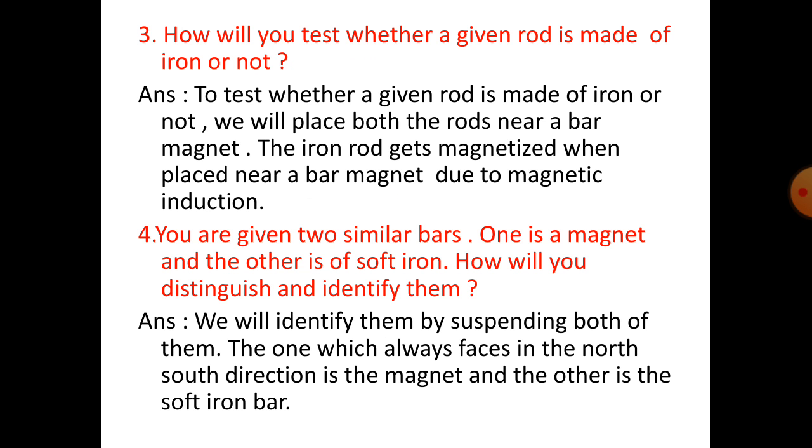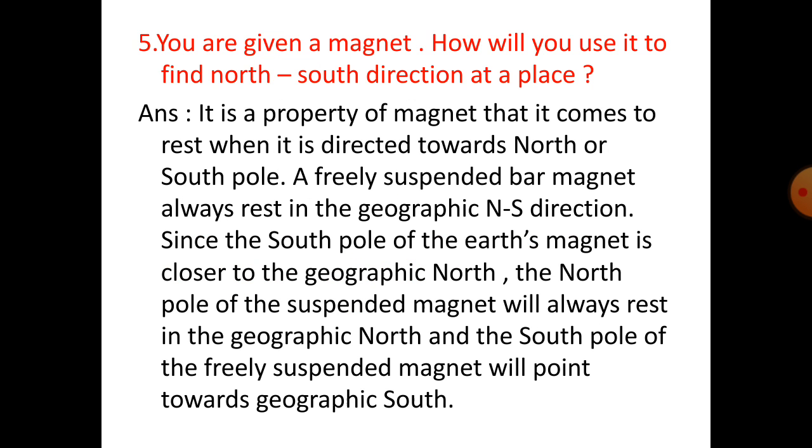4. You are given two similar bars, one is a magnet and the other is of soft iron. How will you distinguish and identify them? We will identify them by suspending both of them. The one which always faces in the north-south direction is the magnet and the other is the soft iron bar.